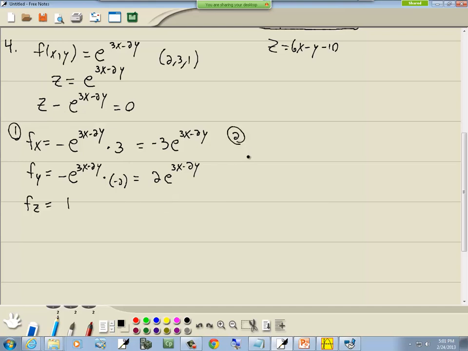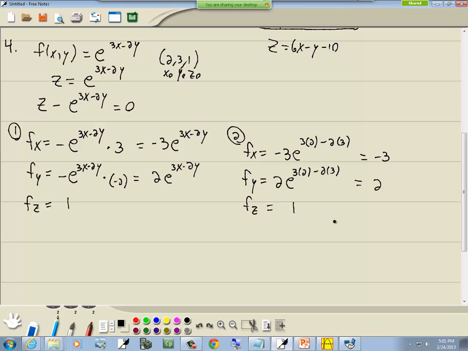Then we need to plug in our point. So partials back to x. Now this is our x naught, y naught, and z naught. So put 2 in for the x. So we got negative 3e to the 3 times 2 minus 2 times 3. 3 times 2 is 6, minus 2 times 3 is 6. 6 minus 6 is 0. E to the 0 is 1. So this gives us negative 3. Partials back to y will be the 2e to the 3 times 2 minus 2 times 3, which is going to give us 2. And then our partials back to z, once we plug in a point, is 1.